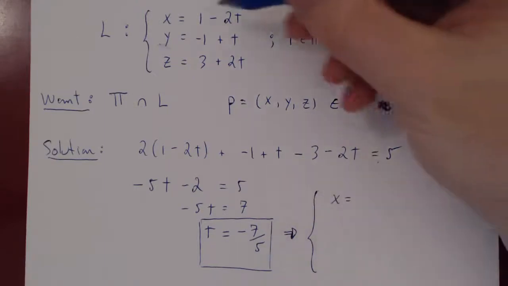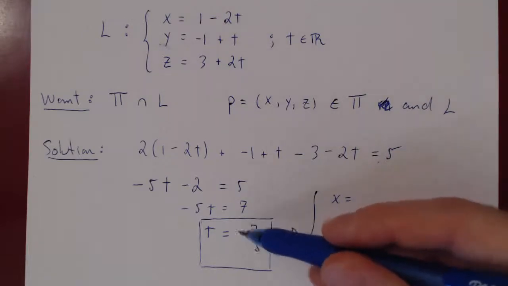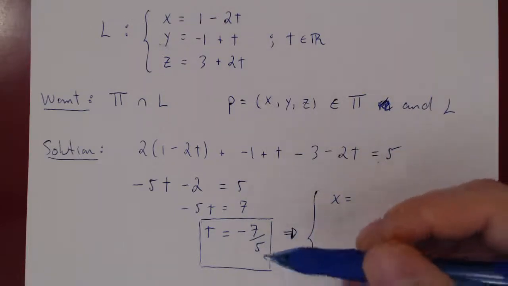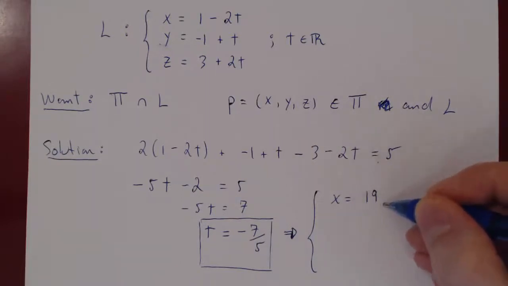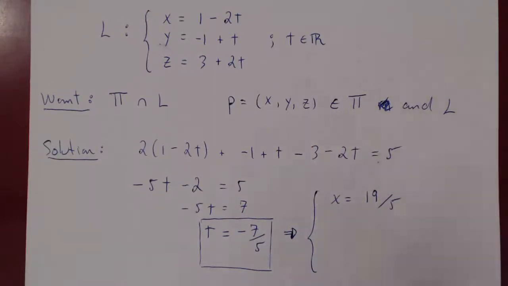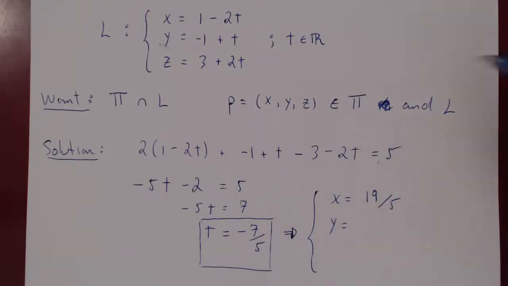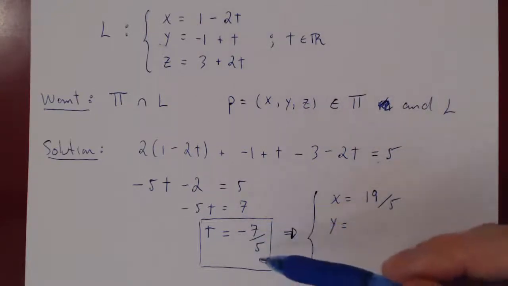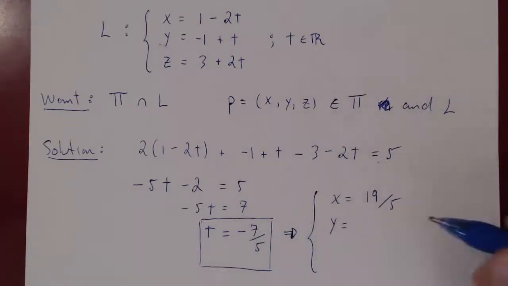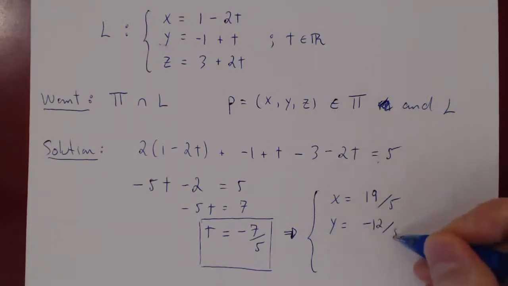So x equals 1 - 2t. This will give you 1 plus 14 over 5, but 1 is 5 over 5. 5 plus 14 is 19, therefore 19 over 5 is the x value of our point. What about y? Negative 1 plus t. So negative 1, negative 7 over 5, but negative 1 is negative 5 over 5. Negative 5, negative 7, negative 12 over 5.